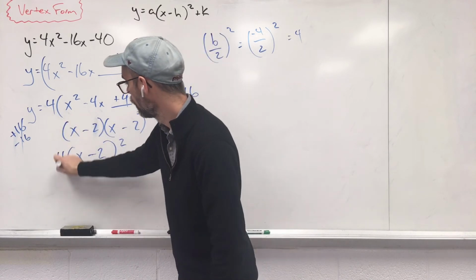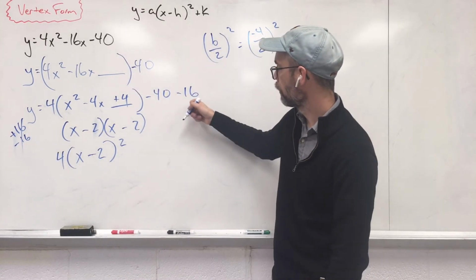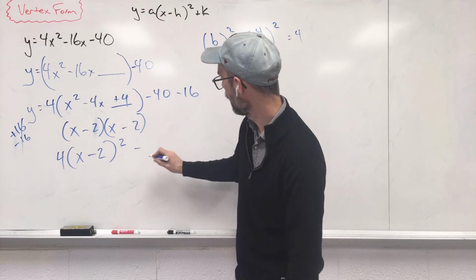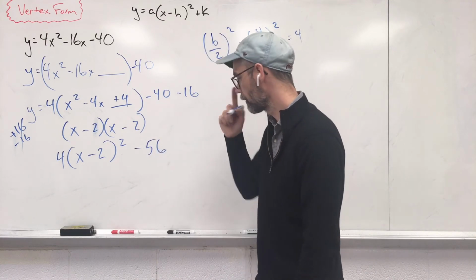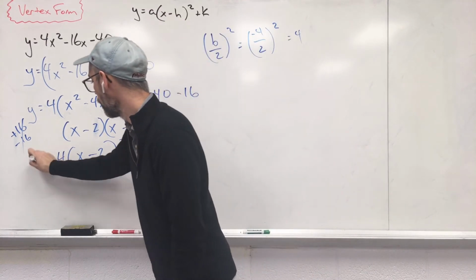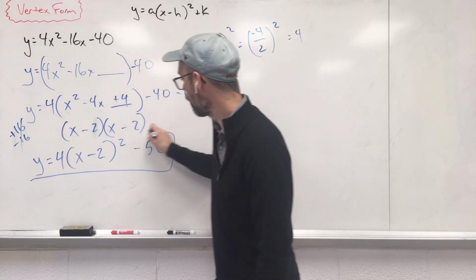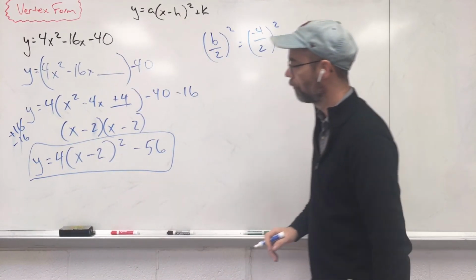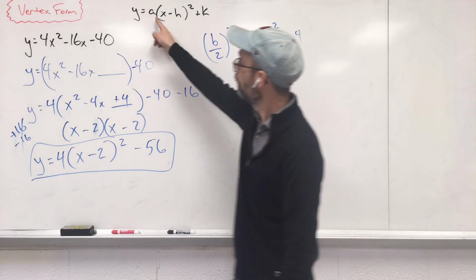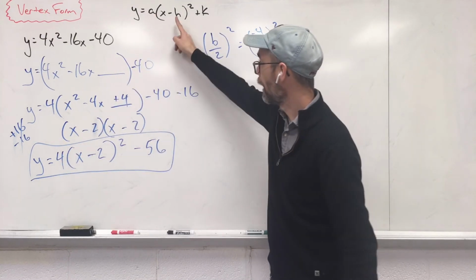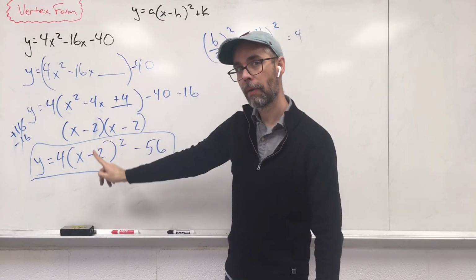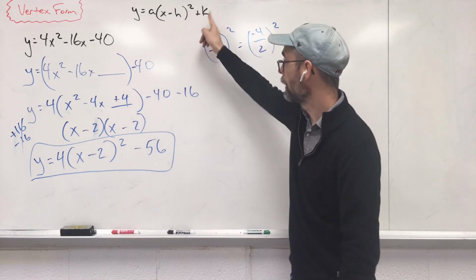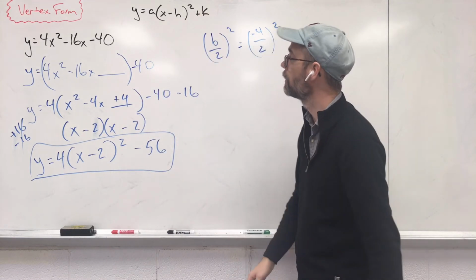And I want to bring down everything else. 4 in front is coming down. Negative 40 and negative 16 gives me negative 56. And then I got that y. We now have vertex form. My a value is 4. My h value is positive 2. My k value is negative 56.